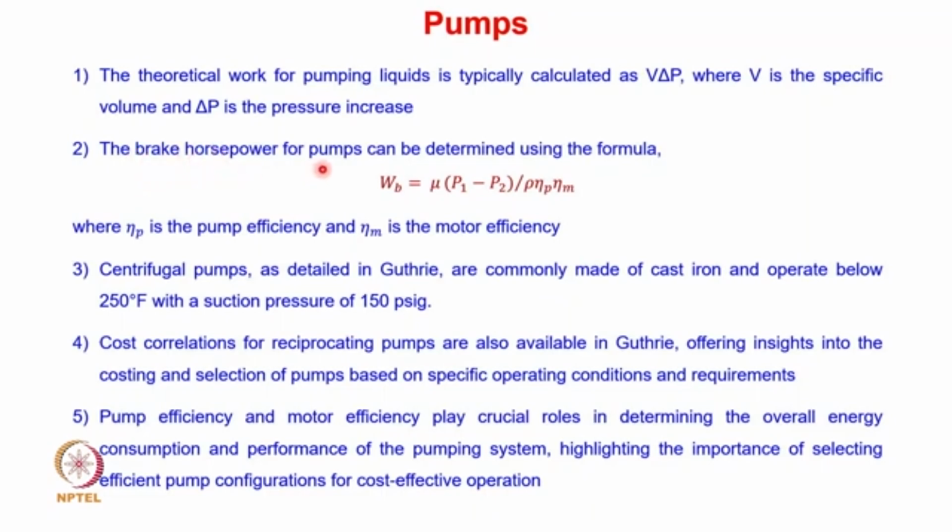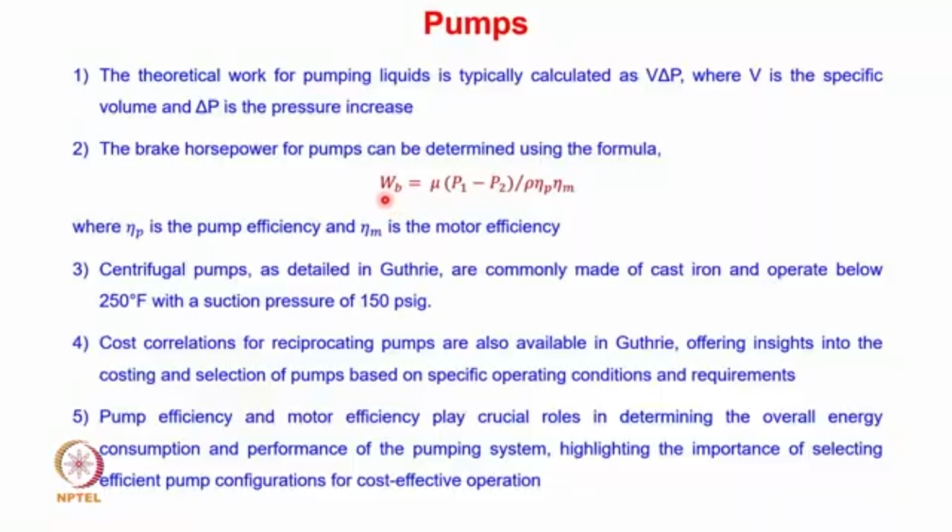The brake horsepower for the pump can be determined using the formula. Remember, all these pumps are usually specified in terms of horsepower. If you go to the market and buy a pump, it is given in terms of horsepower. So what is horsepower here? We can calculate the rating of the pump in terms of horsepower as mu times delta P divided by rho, eta P and eta M.